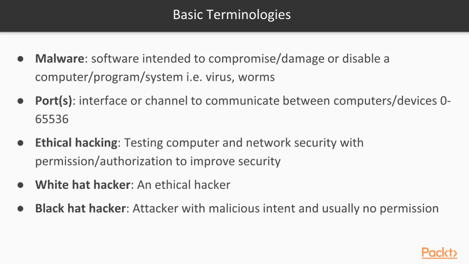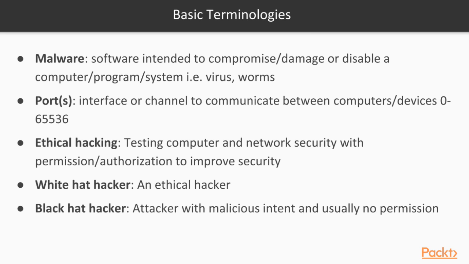And ports range from 0 to 65,536, with 0 to 1024 being the most popular port numbers for services, such as, for example, port 22. SSH is commonly run on port 22. FTP is commonly run on port 21, and so on.